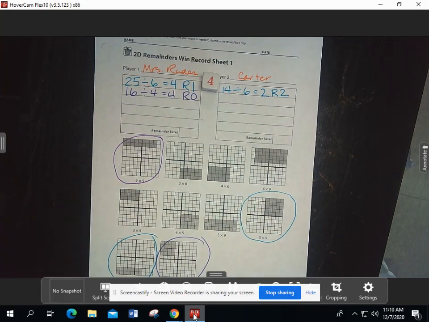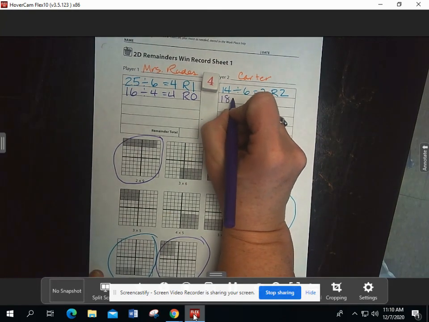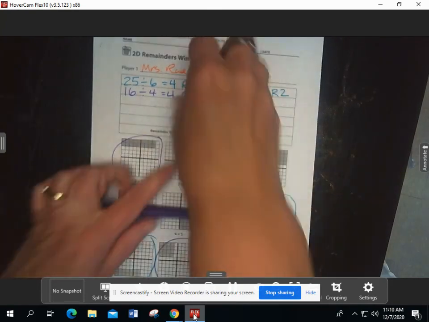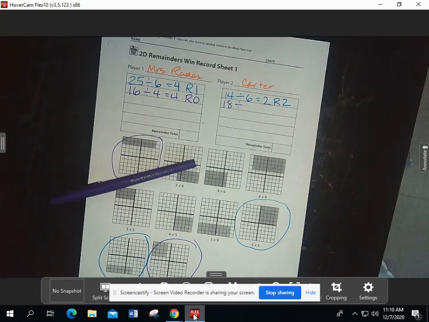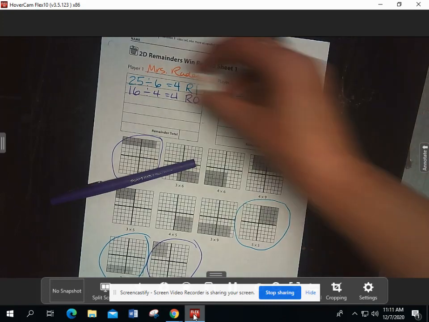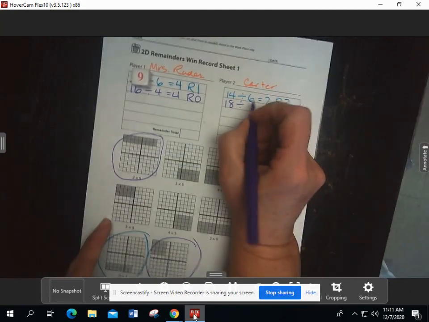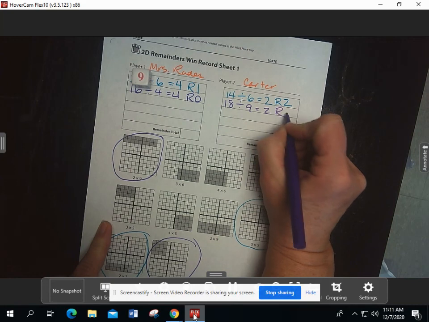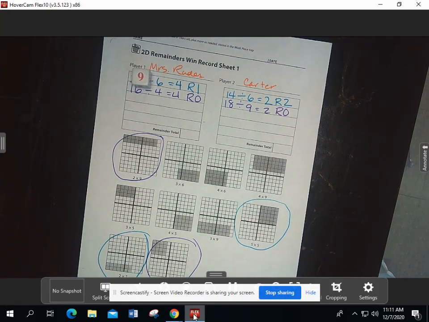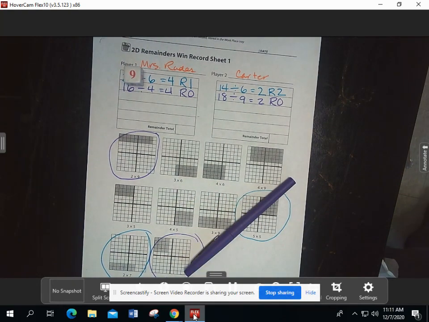Okay, so what is 2 times 9, everybody? 18. Okay, Carter, it's time for you to shake. He's got a 9. Oh, he got a 9. What is 18 divided by 9? Carter, you have a remainder of 0 as well. But who's winning so far? Carter. Do we need to keep playing, or does everybody need their own game boards now?